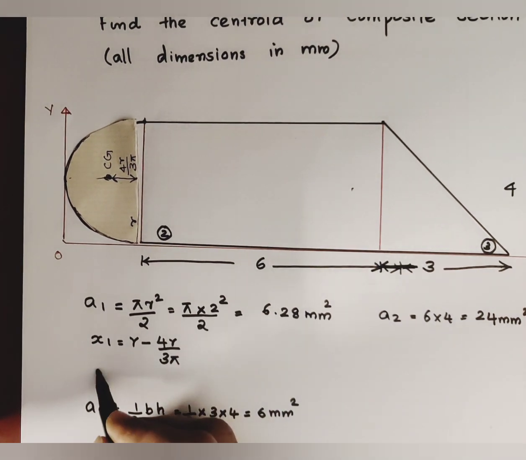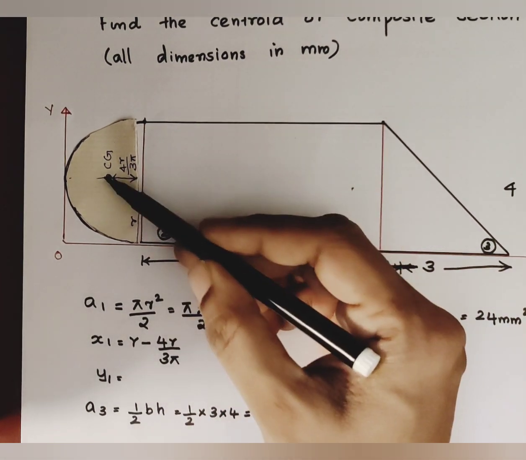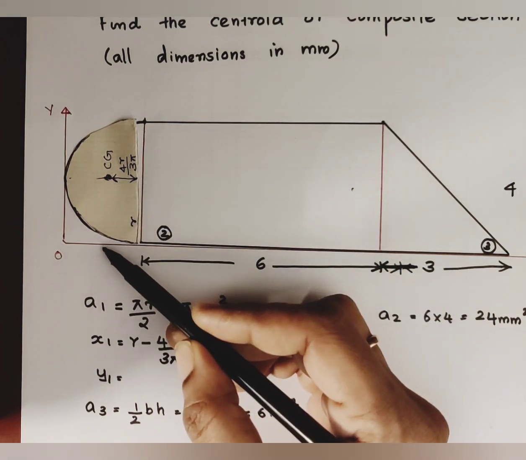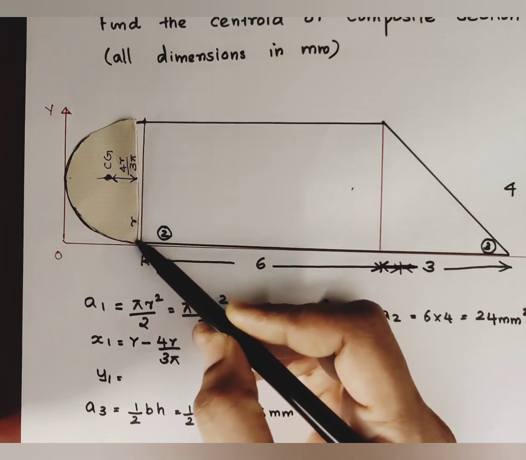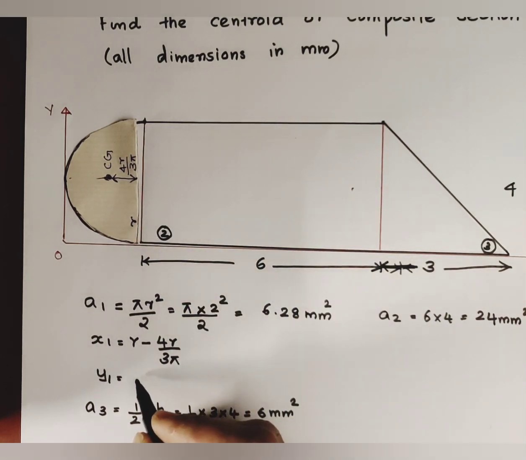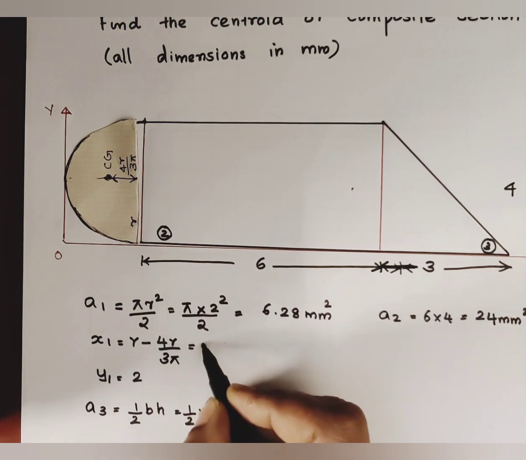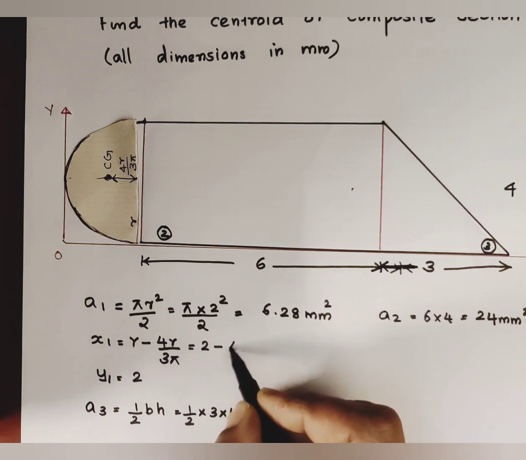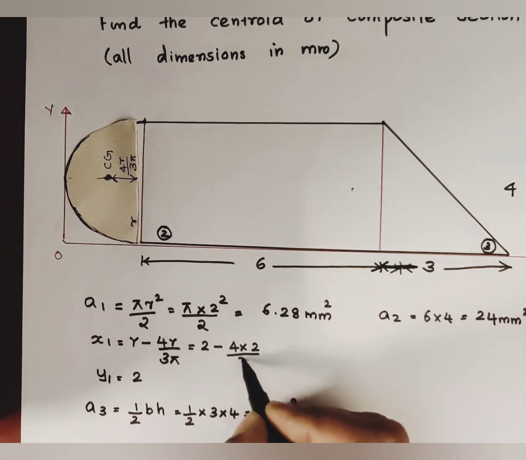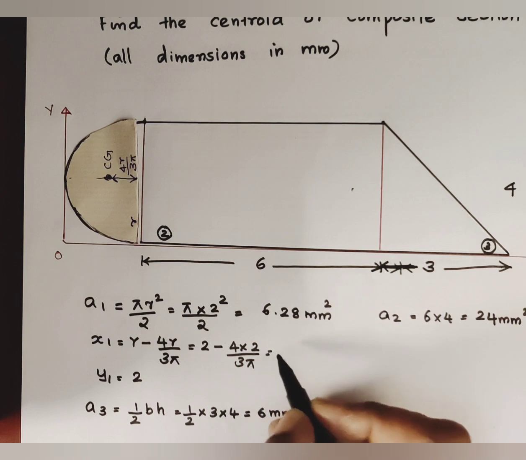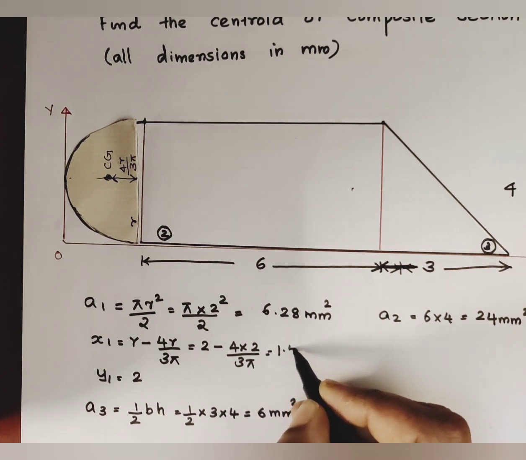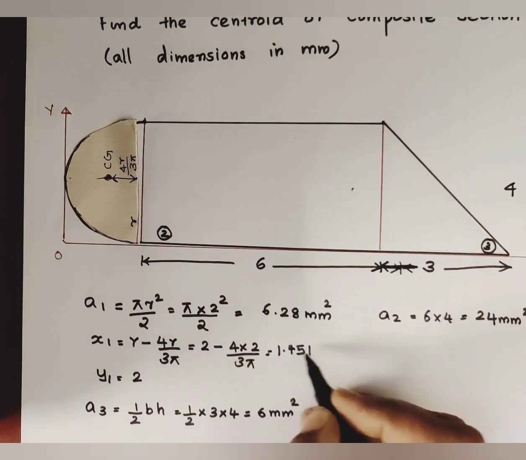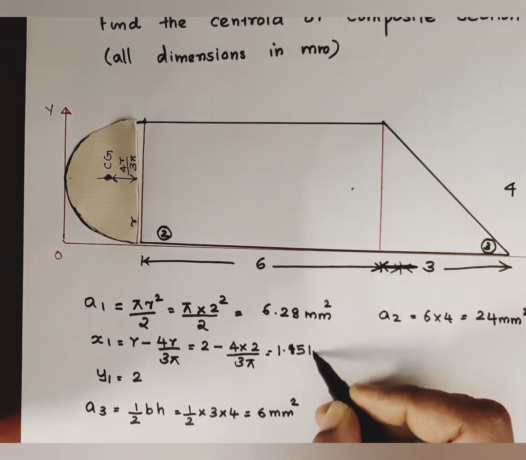Now you have to calculate y1, the distance of the centroid from the OX axis. This is equal to the radius of the semicircle, which is 2. So here you have to calculate 2 minus 4 into 2 by 3 pi, that is equal to 1.151 millimeter.